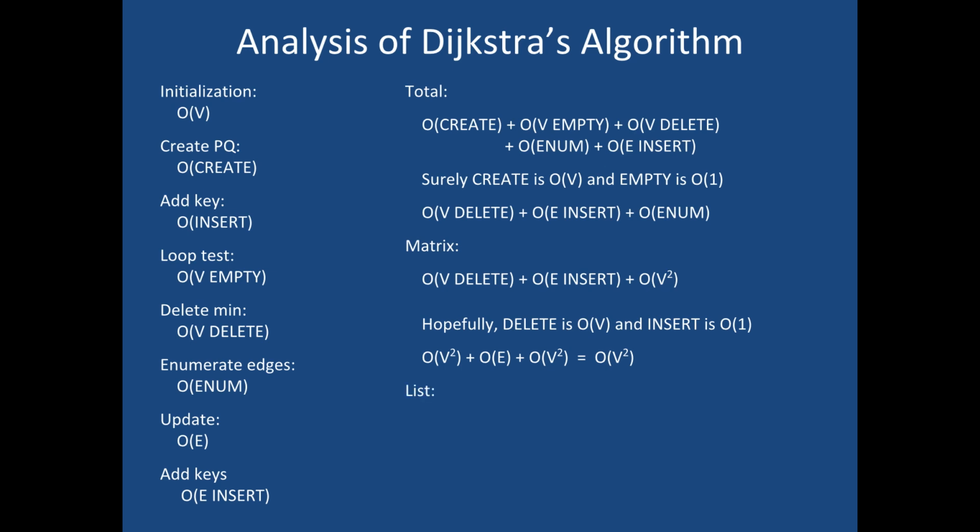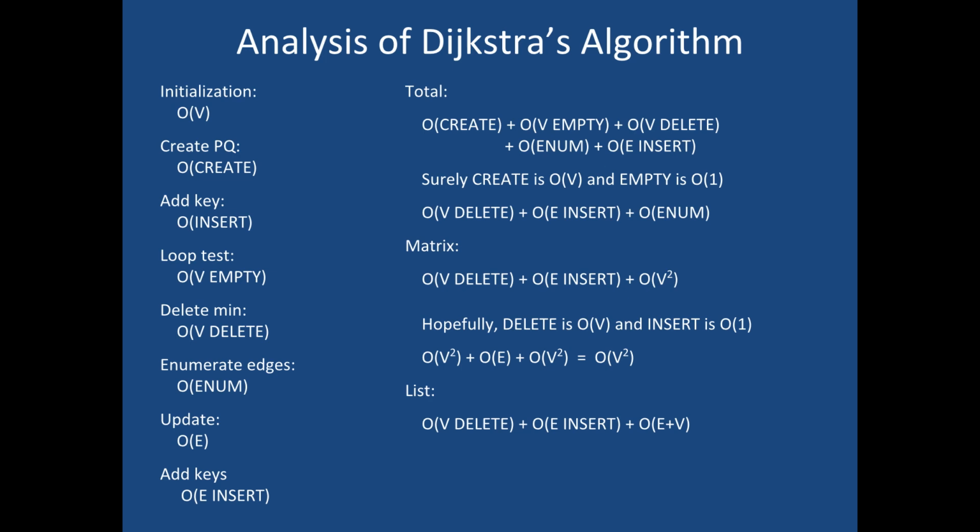Now, what about an adjacency list? So there's, again, our term. We've got to do V times delete plus E times insert plus E plus V. So in order to have a linear algorithm, what demands are we going to be putting on the deletion and the insertion operations of our priority queue? What complexity must they have? They have to be constant.